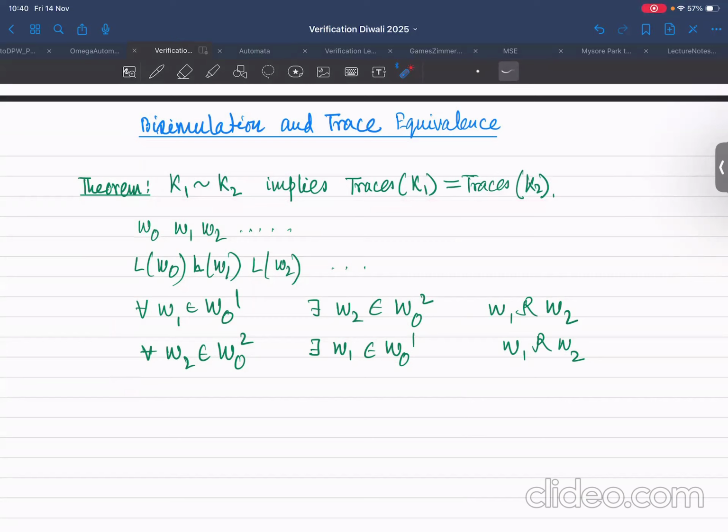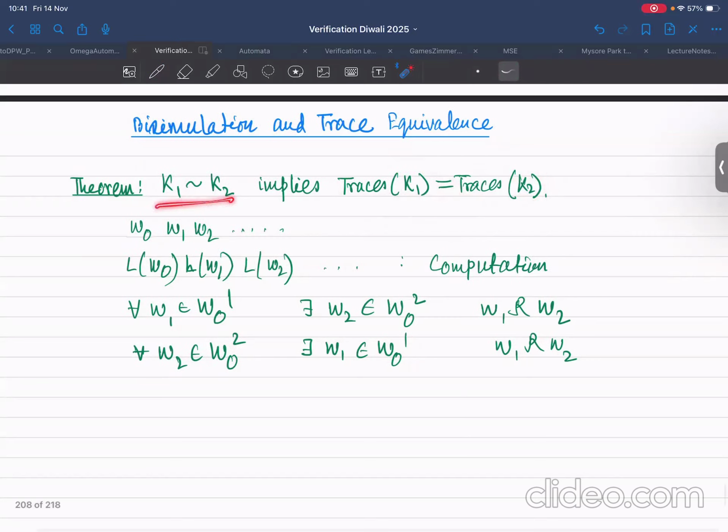And what is a trace? The trace is the sequence of the labels that you have. This is also called a computation of the Kripke structure, one computation corresponding to that execution. Clear? So the set of computations of K1 and the set of computations of K2 are the same. If they are bisimilar, then this holds true.